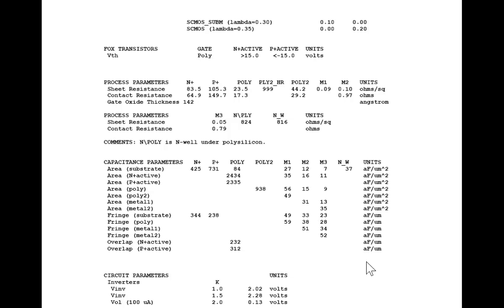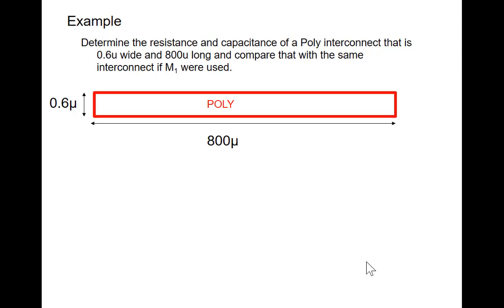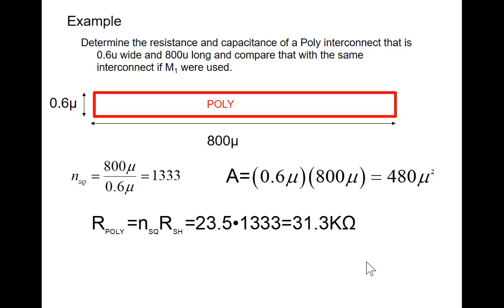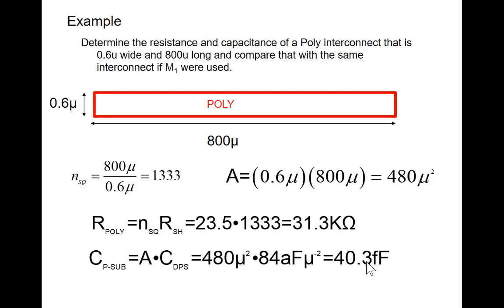So let's go back and see what happens. And the capacitance density, we have 84 attofarads per square micron, so we can plug back into those two equations. Number of squares is 1333, and the area is 480 square microns. The poly resistance is then 1333 times the sheet resistance, which was 23.5, so it's a 31.3K resistor. And the capacitance is the area times the capacitance density, which comes out to be 40.3 femtofarads. 40 femtofarads is a pretty good sized capacitor on a piece of silicon.